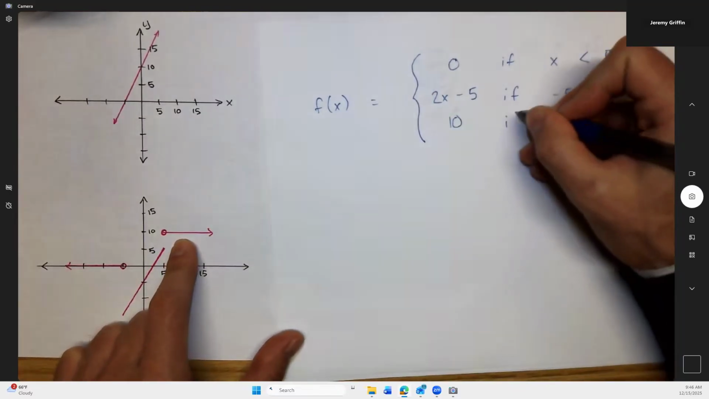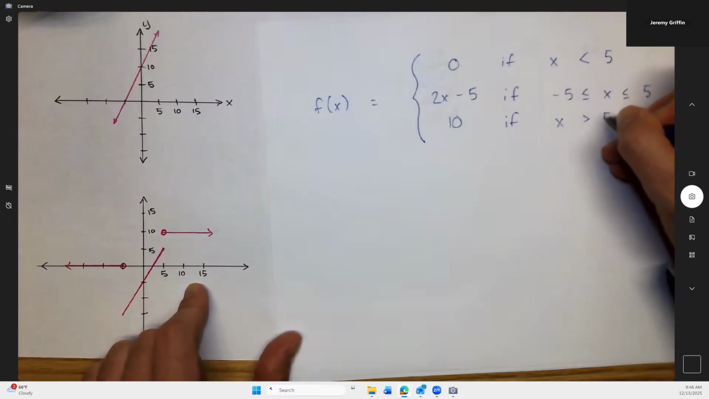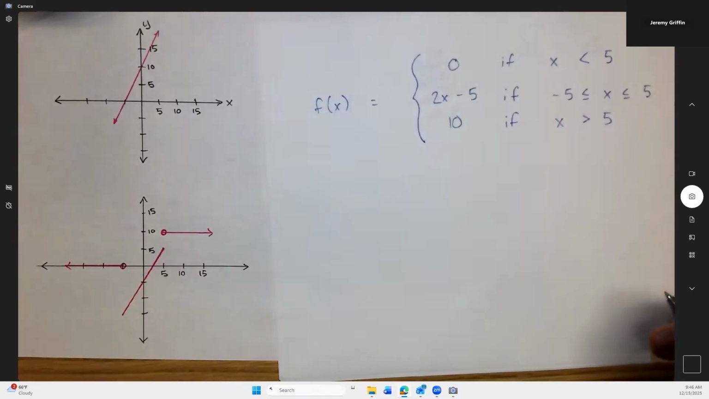5 is greater than 5. Yeah, if x is greater than 5. I'm saying strictly greater than, because I'm not allowed to prove that point. Alright, you guys make it piecewise.